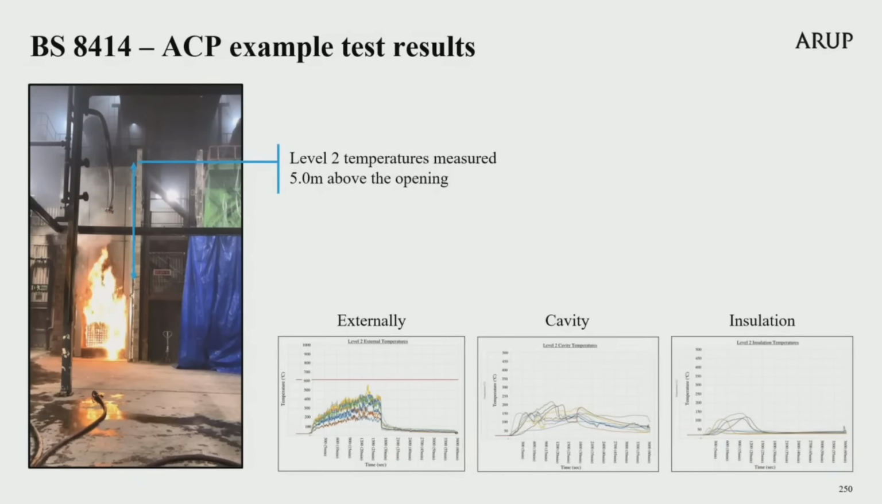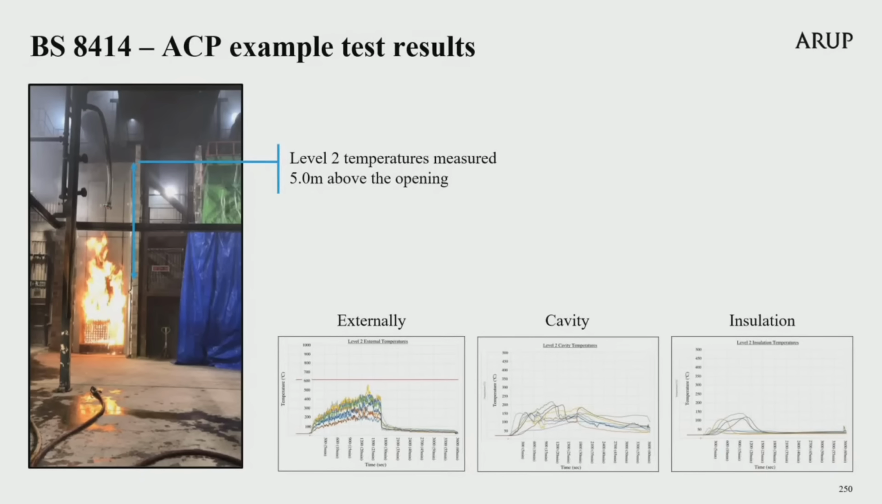The graphs of temperature shown on the right here are measurements taken at level 2, so 5 metres above the opening. These are measured by thermocouples external to the cladding surface, inside the cavity between the cladding and insulation, and within the insulation product itself, and I'll explain this later.